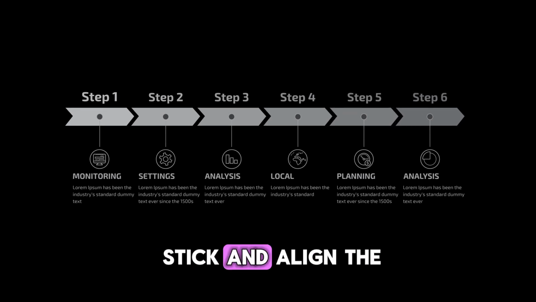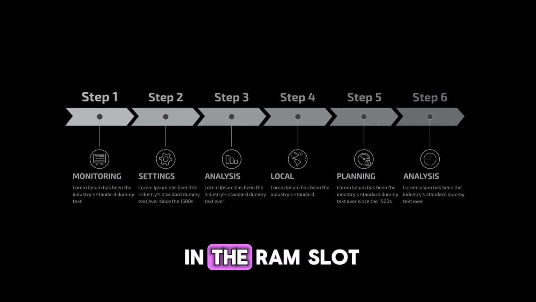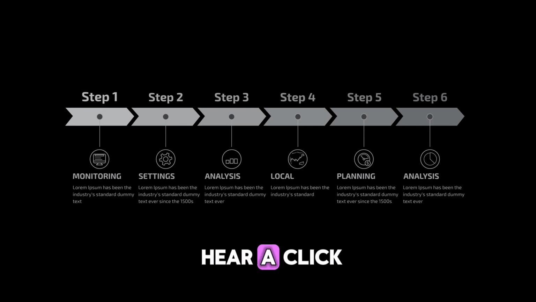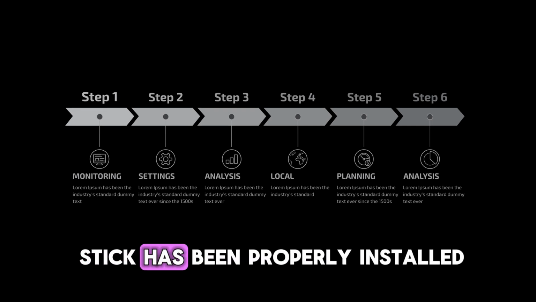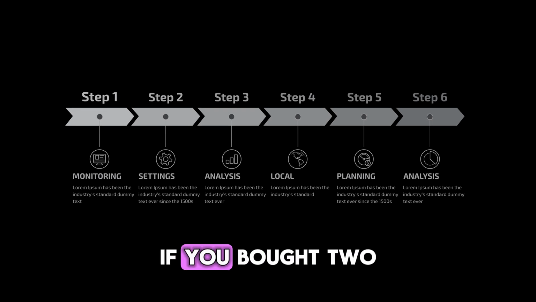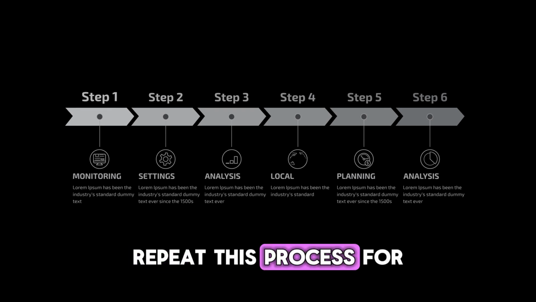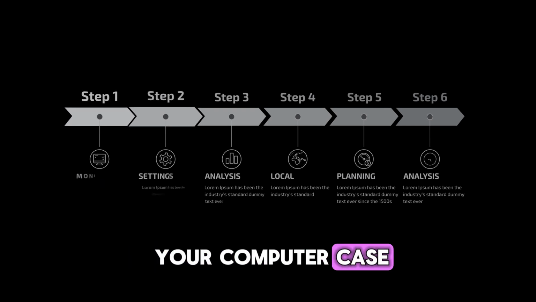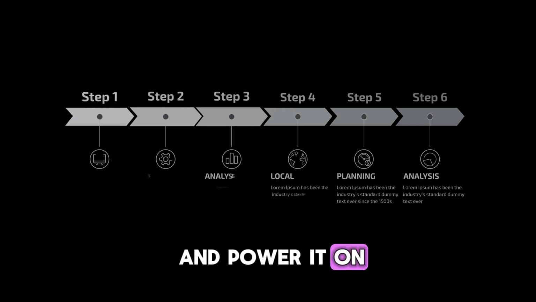Then take your RAM stick and align the notch on the RAM stick with the notch in the RAM slot. Once they're aligned, press down on the RAM stick until you hear a click. This means the RAM stick has been properly installed. If you bought 2 sticks of RAM, repeat this process for the second stick. At this point, you can close up your computer case, plug it back in, and power it on.